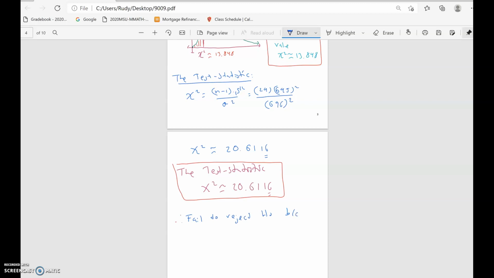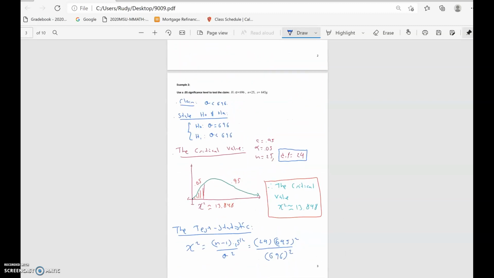And you can just say because the test statistic, chi-square value of approximately 20.616, is greater than the critical value, chi-square value approximately 13.848, using alpha, and I believe alpha is 0.05.